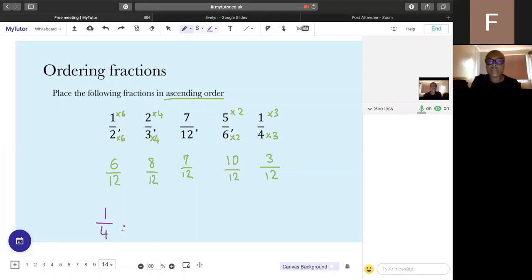Then the next one would be 6 12ths, which is the same as a half. So I would write a half next. Then it would be 7 over 12ths, which is exactly the same as the original fraction. Then it's 2/3. And then finally 5/6. So to get full marks, if this was an exam question, you would have to leave your answer as the one in purple. You'd have to use the original fractions, not the fractions that you made up.